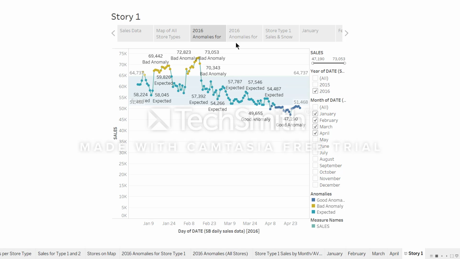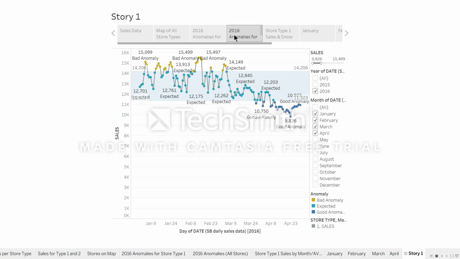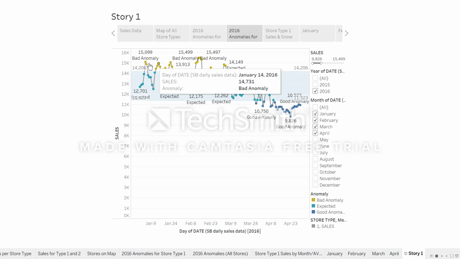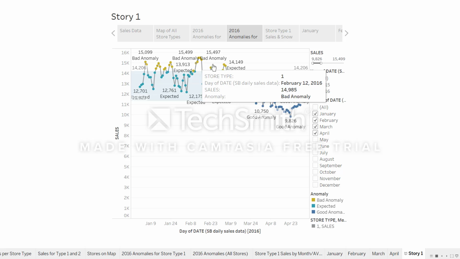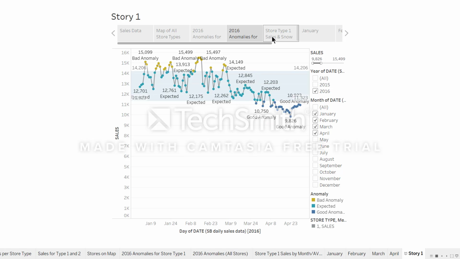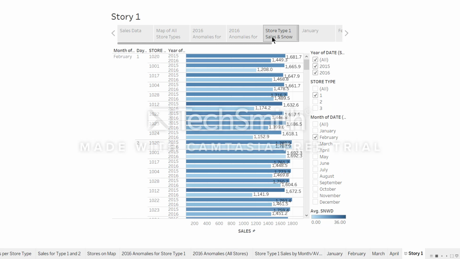Once we saw that, we narrowed it down to store type 1, and that's when we saw that they had a lot more bad anomalies. After that, we went specifically into store type 1 only, and we did a heat map, but we went very specific. We sorted it by month, by day of the month, and store type for that day. And we're comparing 2016 sales revenues to 2015 sales revenues.